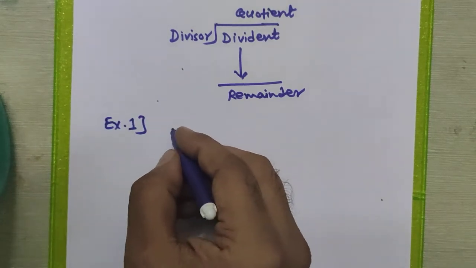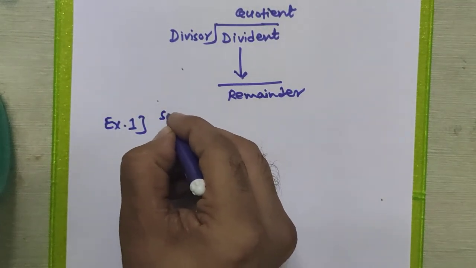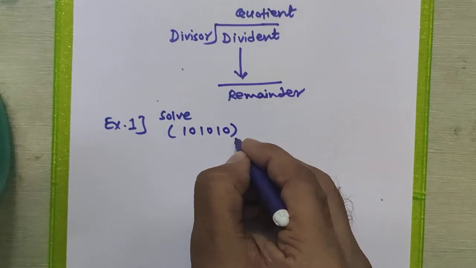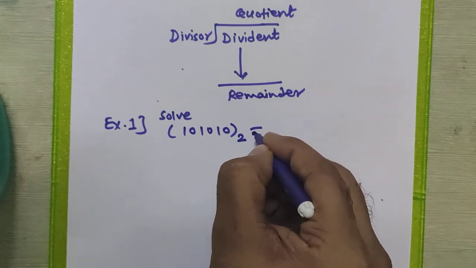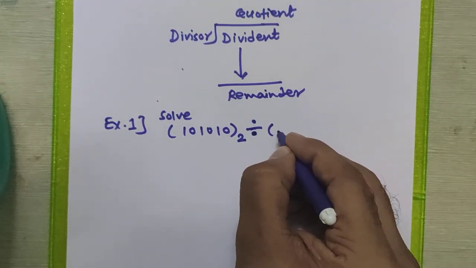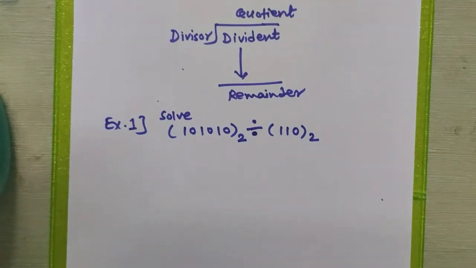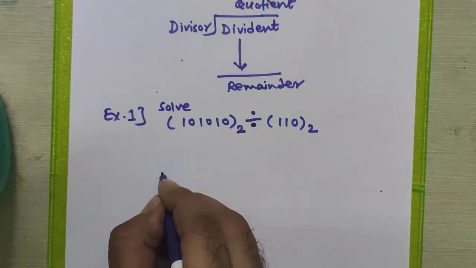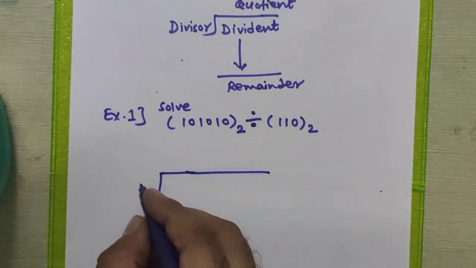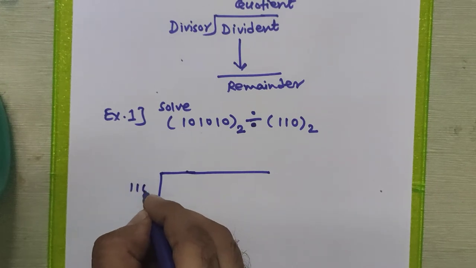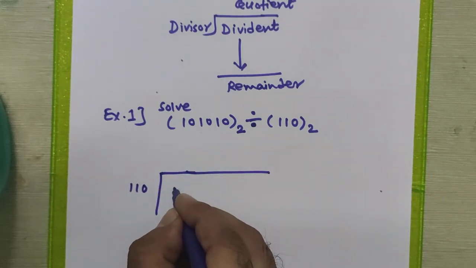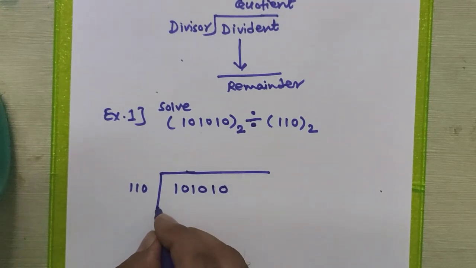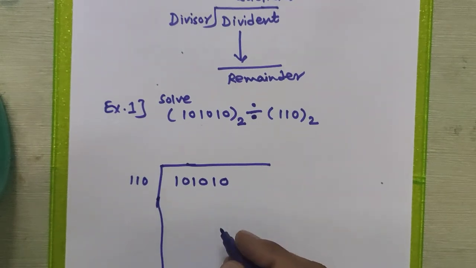Example 1, we'll solve 101010 in binary divided by 110 in binary. Now to solve this problem, here is our divisor, that is 110, and this is our dividend, 101010, right? So we'll divide it.